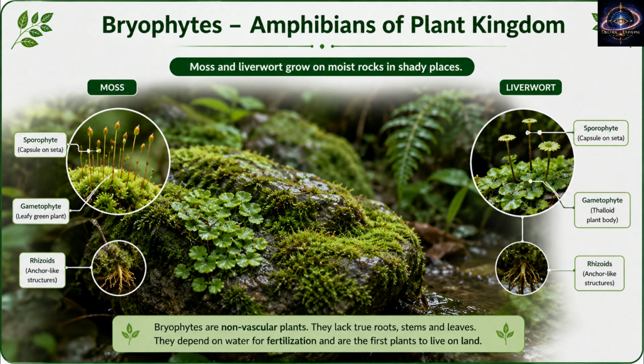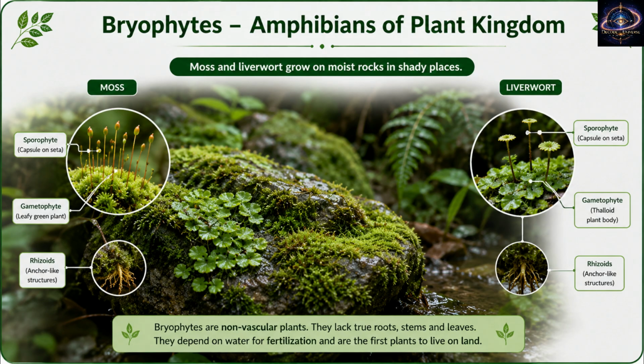Rhodophyceae are red algae. They have the red pigment phycoerythrin. Most are marine and found more in warm areas. They store food as floridean starch. Examples are Polysiphonia, Porphyra, Gracilaria, and Gelidium.